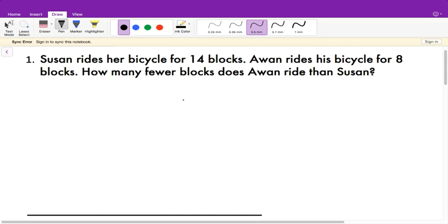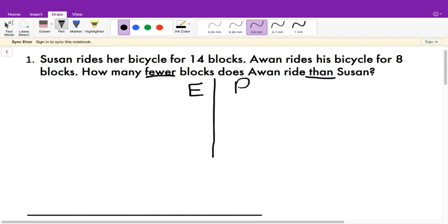Right away, I can see a couple keywords that tell me what kind of problem this is. Can you find those keywords? I'll give you a couple seconds. Okay, let's say it together. The keywords that I see are fewer than. Fewer than, okay? And whenever I see fewer than, that tells me this is a compare problem. That's right. So that lets me know I can start getting set up for a compare problem.